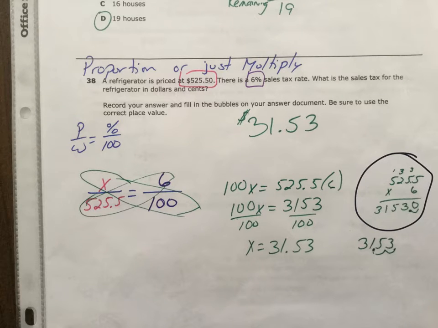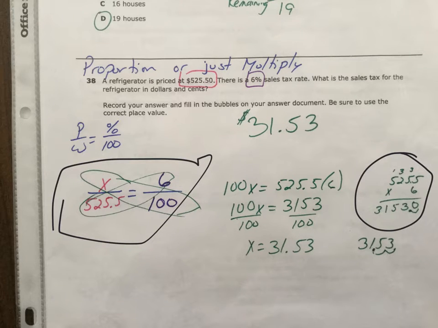Otherwise, part whole, percent over 100. You can set up the proportion nice and neat and cross multiply.